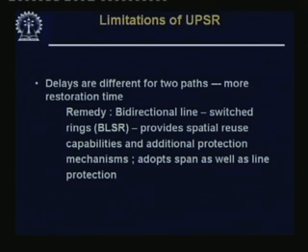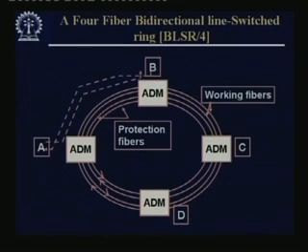This provides spatial reuse capabilities and additional protection mechanisms and adopts span as well as line protection. So, we will have a look at both of these. So, this is a 4 fiber bidirectional line switch ring. Once again we have two working fibers, the outer two ones, and two protection fibers, the inner ones. So, we have actually 4 fibers. Okay. So, this is a 4 fiber system.